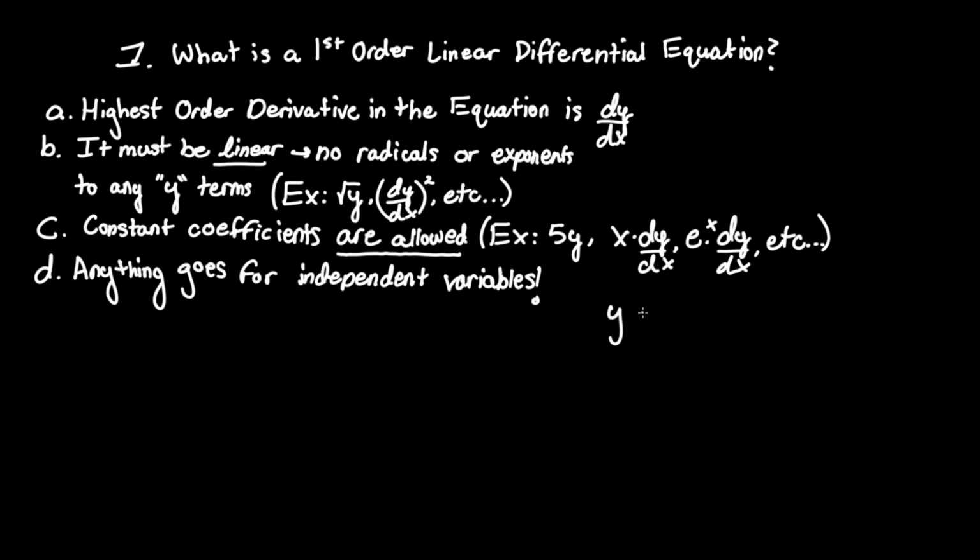That breaks the rule. However, you can have 5y or x times dy/dx, since it's a function of x, the independent variable, or e to the x times dy/dx, etc. And as an add-on to this, anything goes for the independent variable, meaning you can have x to the 100th times y, and so on. I'll talk about the general form in a second. But you can do anything you want to the independent variable, as long as it's not messing with the dependent variable. And that's pretty much it.